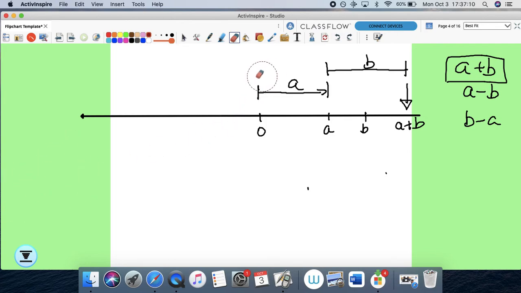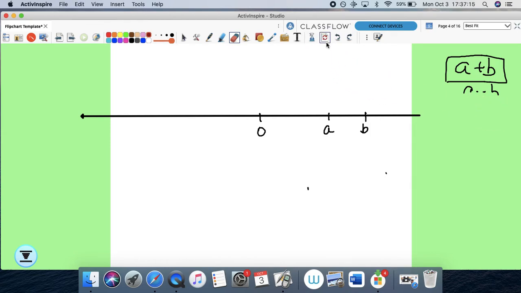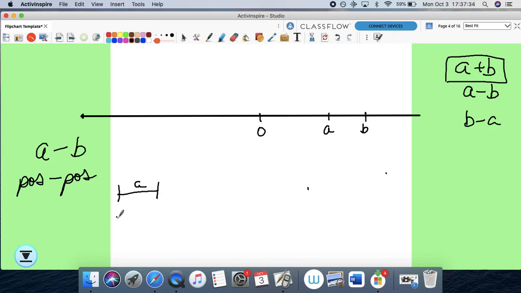A minus B. Okay. Oops. Let's erase that. A minus B. So A minus B. A is still positive. Minus, and B is positive. So in this case, you want to think about it. This is how much A is, and this is how much B is. Now, how do I take this away from that? I can't, because there's not enough of A to go around.